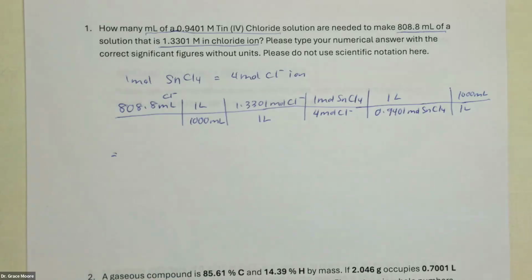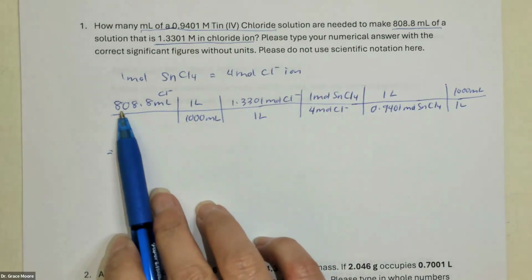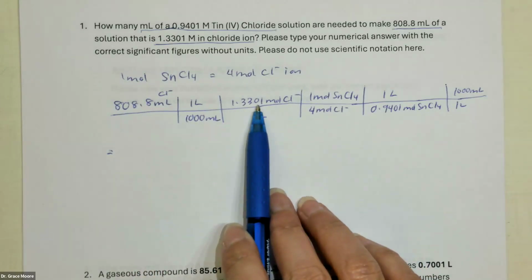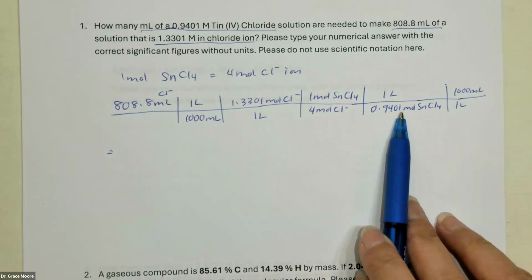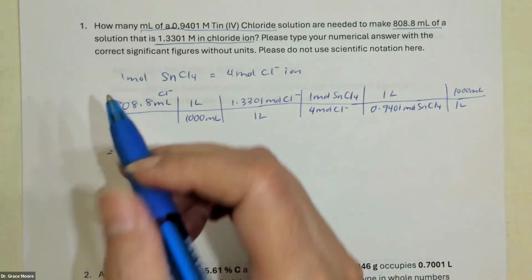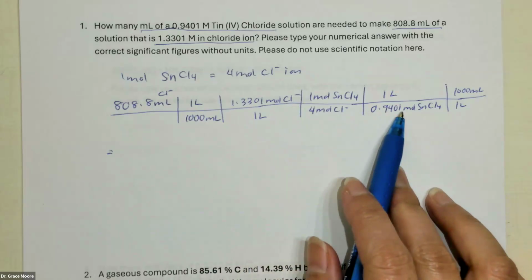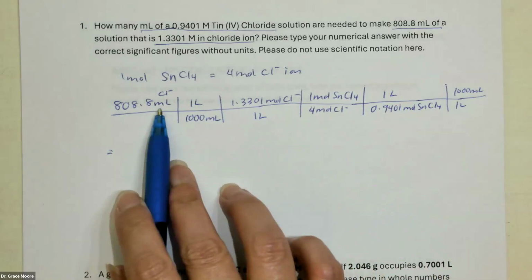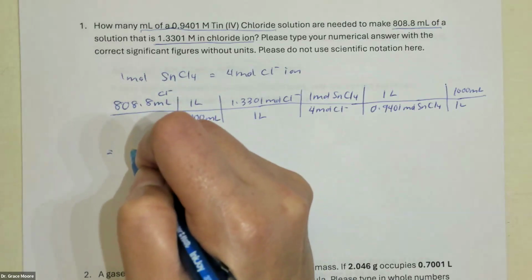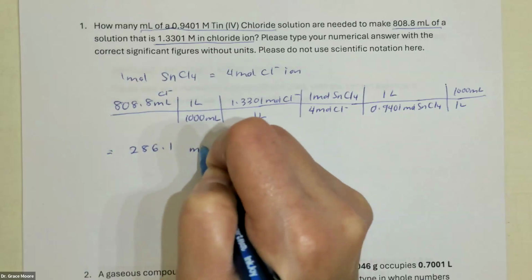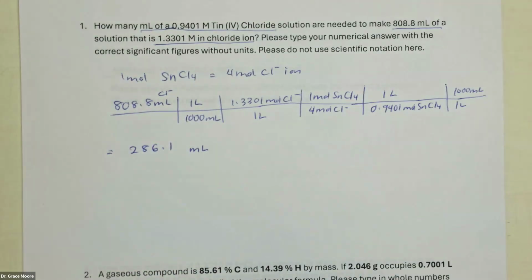So you put it straight in your calculator. You take 808 divided by 1,000 times 1.3301 divided by 4 divided by 0.9401 times 1,000. And it should give you the answer. And we would want to keep 4 sig figs here because there's 4, 5, and 4 sig figs. So I'm going to keep 4 sig figs and my answer should be 286.1. And the unit will be in milliliters.